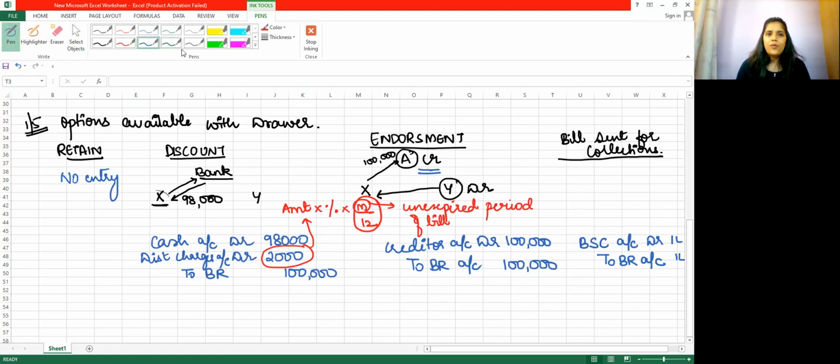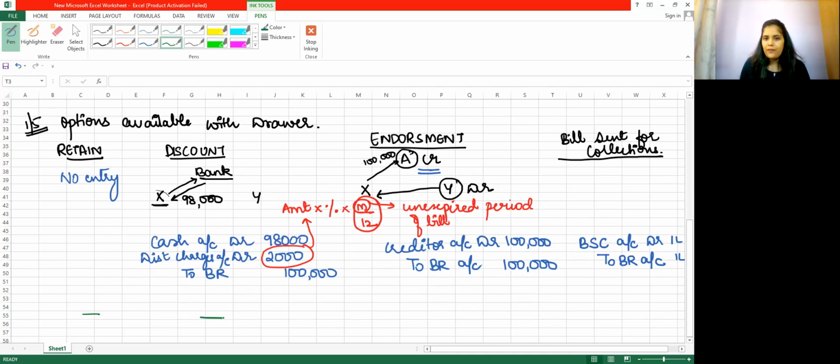Now, coming to the books of drawee, that is Mr. Y. Now, this is on the date of drawing, 1st May. If the drawer retains the bill, no entry. So here also no entry. If the drawer discounts the bill with the bank, there's a transaction between the bank and the drawer. There is nothing involving Mr. Y. Whether to pay Mr. X or to the bank, it does not matter. For you, you are paying towards the bill. You're not paying to the party.